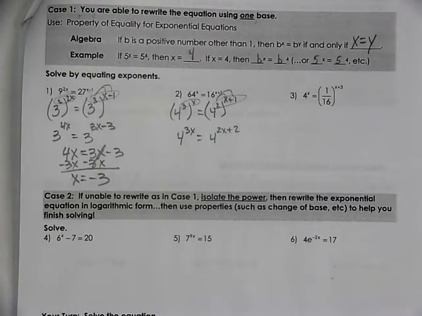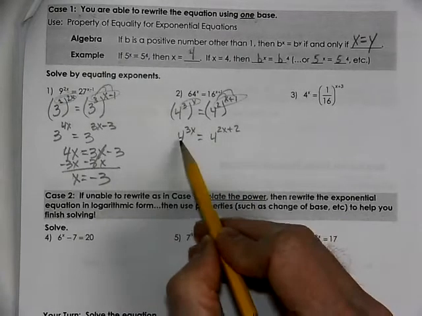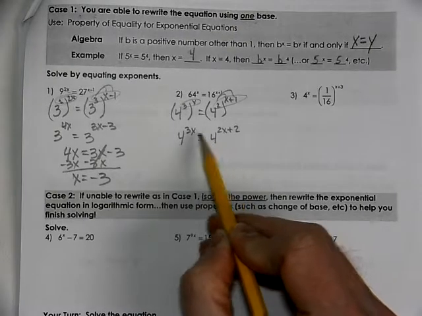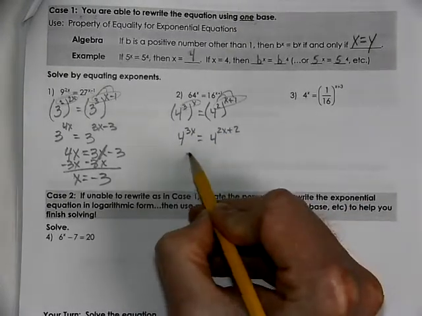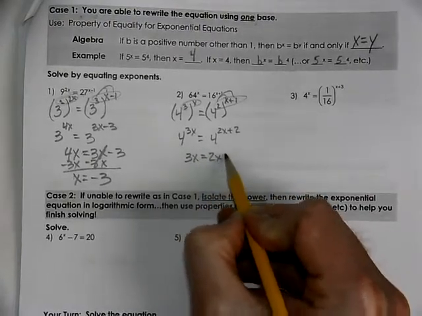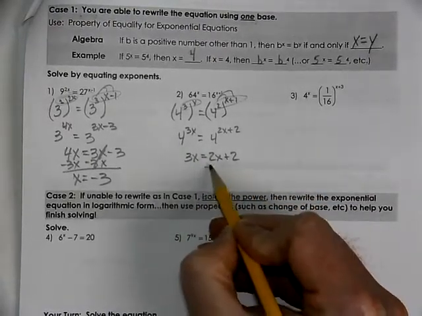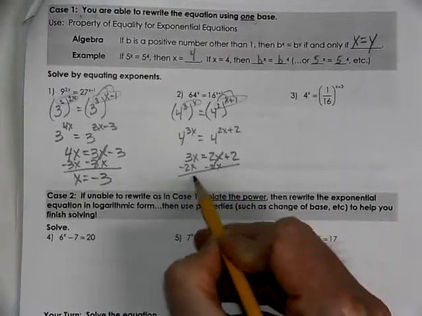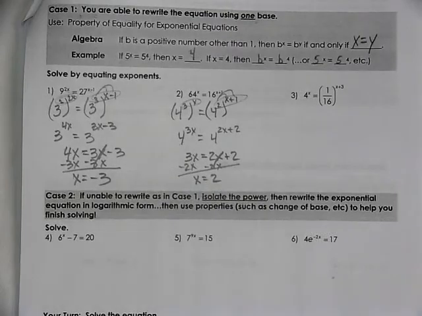Now what would we do from this point? When the bases are the same, we can set the exponents equal to each other. And now we just solve it like any algebra problem. So we get x equals 2.